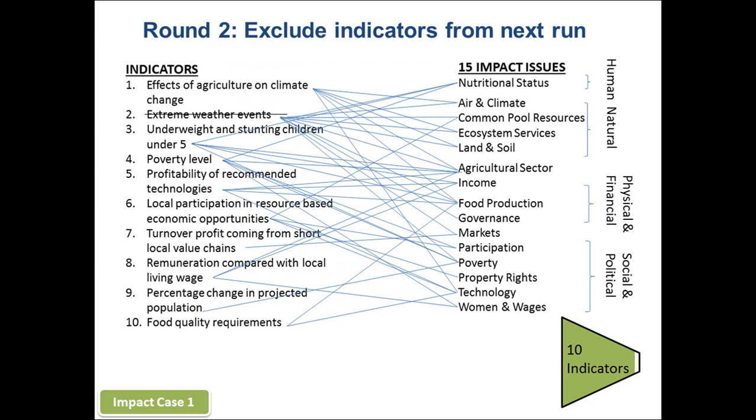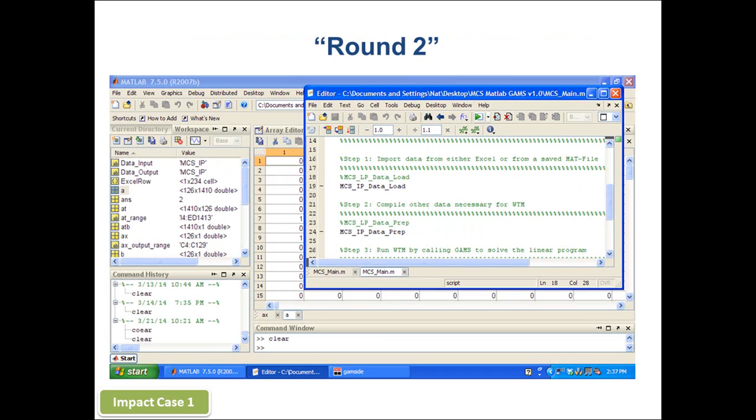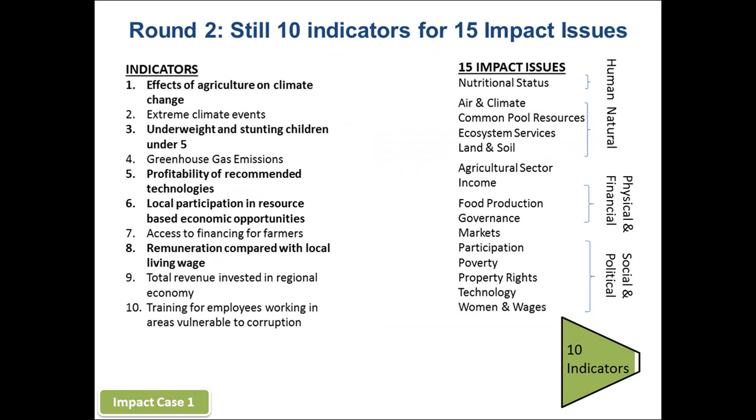For instance, extreme weather events and population growth may be better vulnerability metrics than impact metrics, and turnover profit may not be the best indicator to consider the impacts on global supply chain markets. So once we exclude these indicators from the larger pool of indicators, we can use our tool once again to choose an updated set. So we run our tool, and within seconds, we have a new list. So still 10 indicators.